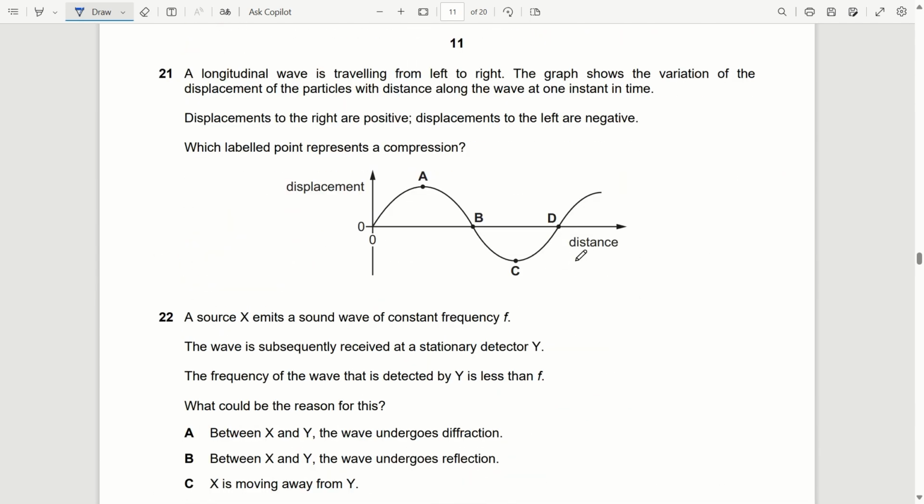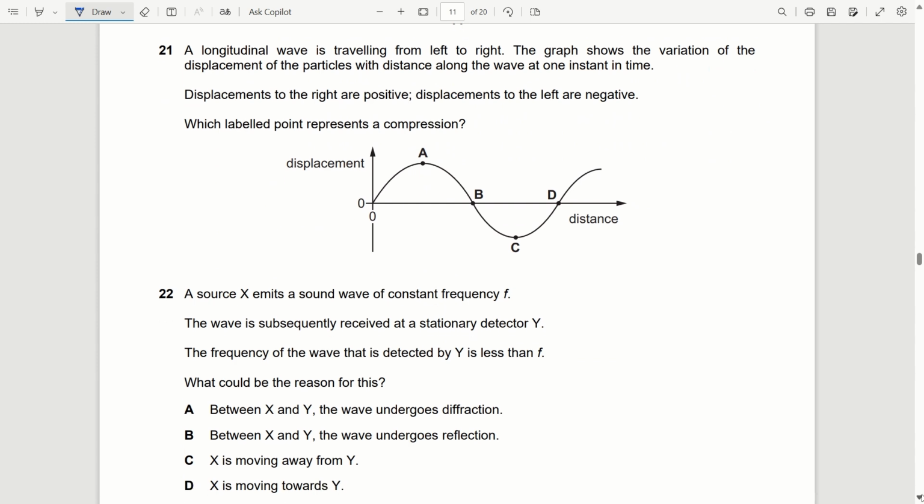21st question, a longitudinal wave is traveling from left to right. The graph shows the variation of the displacement of the particles with distance along the wave at one instant in time. Displacement to the right are positive and to the left are negative. Which labeled point represents a compression?